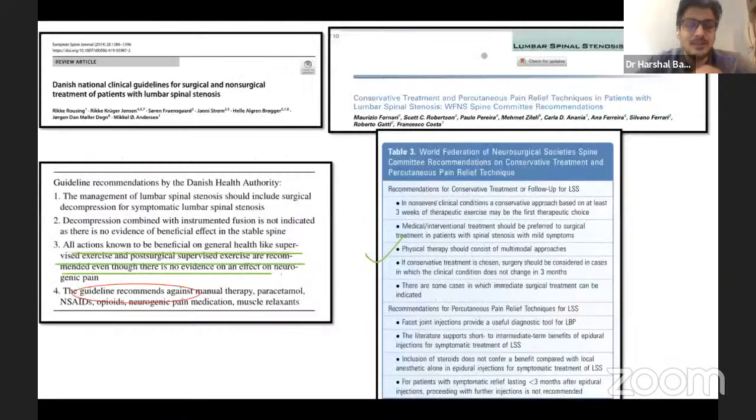And there is a lot of literature and recommendations from Danish studies and the World Federation of Neurosurgical Societies. They've also mentioned that there is no evidence, but you should still continue to give physiotherapy because it is largely good for your body. And they recommend against the use of NSAIDs, opioids, pain blocks and muscle relaxants. So yes, the evidence is a different story altogether, but our clinical experience is also important.